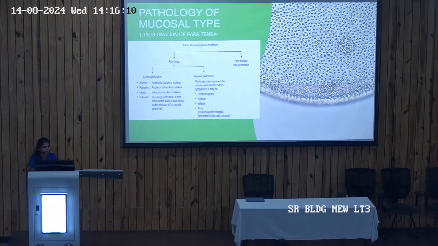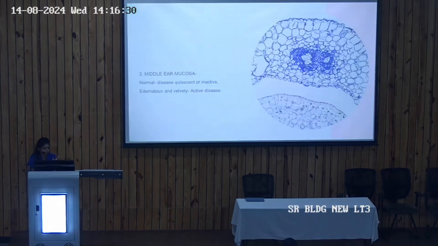In marginal perforation, the perforation destroys even the annulus and reaches the tympanic sulcus. It may be posterior superior, anterior inferior, or total, and pars flaccida. Basically, the marginal perforation and pars flaccida perforation come under the squamosal type, the unsafe type, and the central perforation comes under the mucosal type.